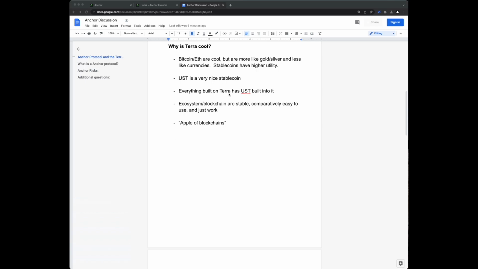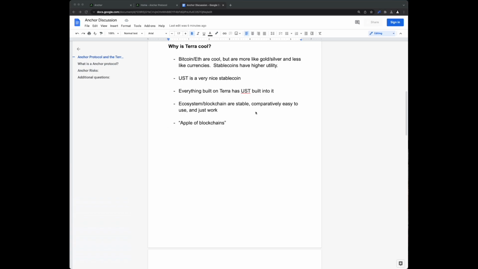The Terra ecosystem, unlike Ether or many other blockchains, has UST built into it from the ground level. So you pay most fees, or you can pay all fees for transactions, in UST, and it's one of the two native currencies in the ecosystem.